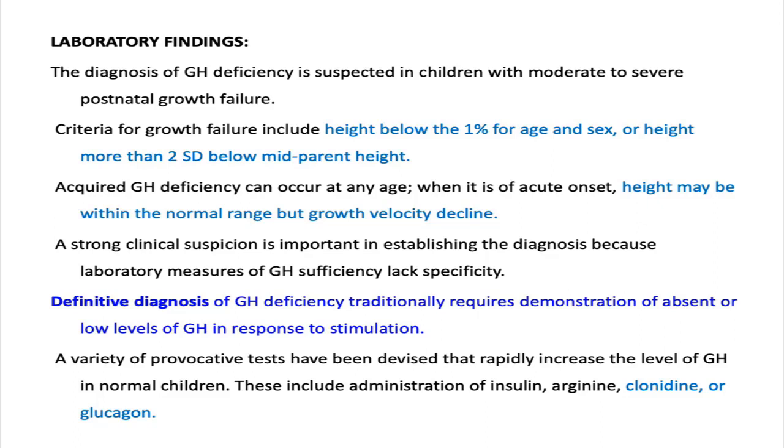In Iraq, the usual provocative tests we use are clonidine to induce hypotension and glucagon to induce hypoglycemia. That's to say, glucagon at first causes hyperglycemia, but later on it causes rebound hypoglycemia. So we take the sample when the patient develops hypoglycemia during the phase of rebound.